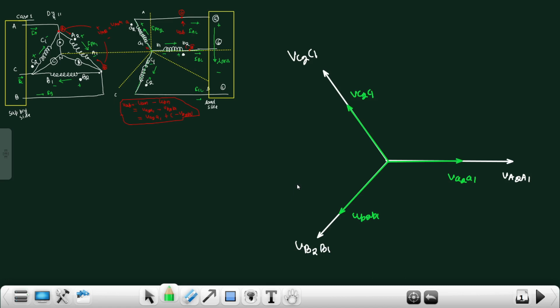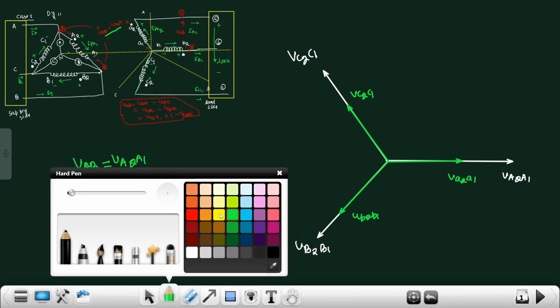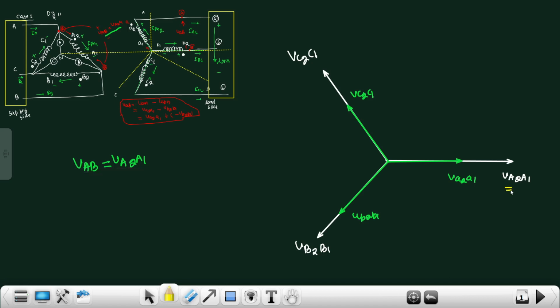Okay, now we have to find out the line voltage of the HV side. So from this diagram it is clear that VAB is equal to VA2A1. So this is VA2N equal to VAB. So this is the HV side which is in delta. This is the HV side line voltage which is in delta.